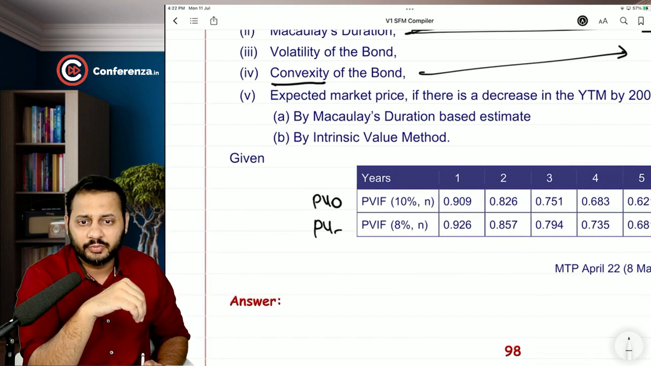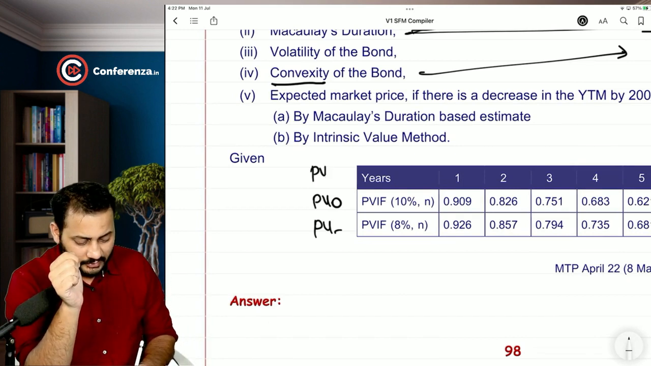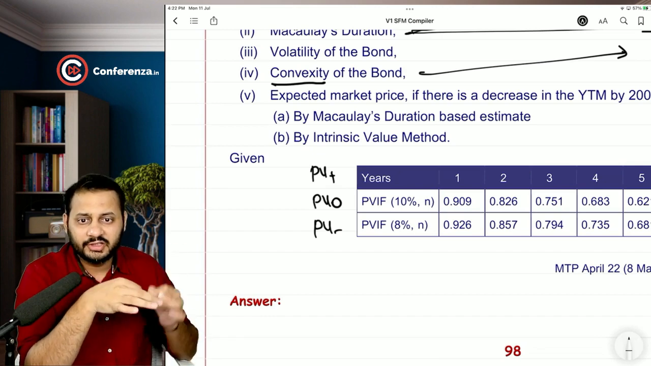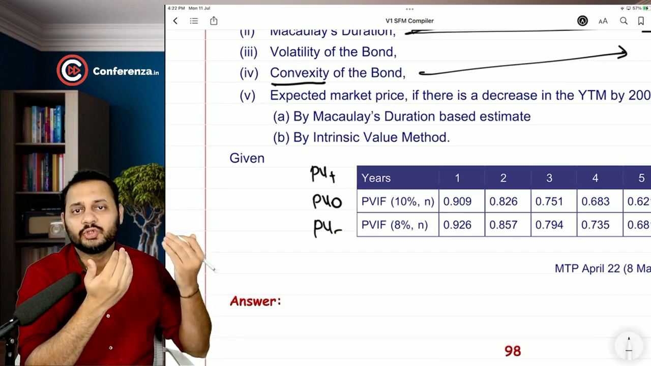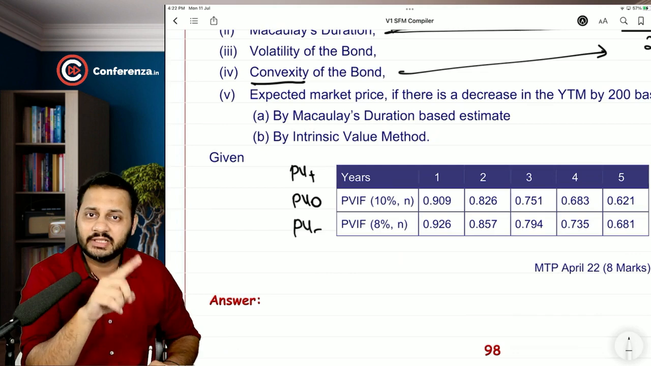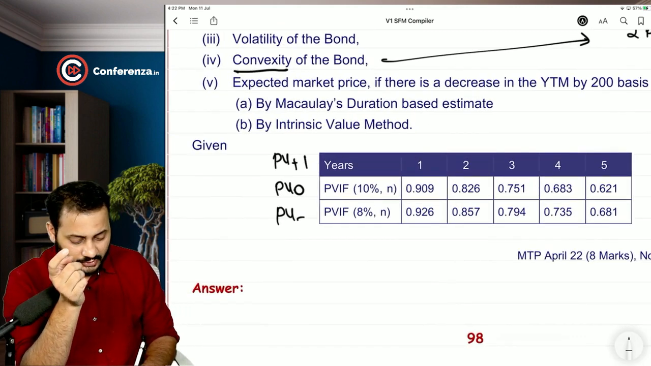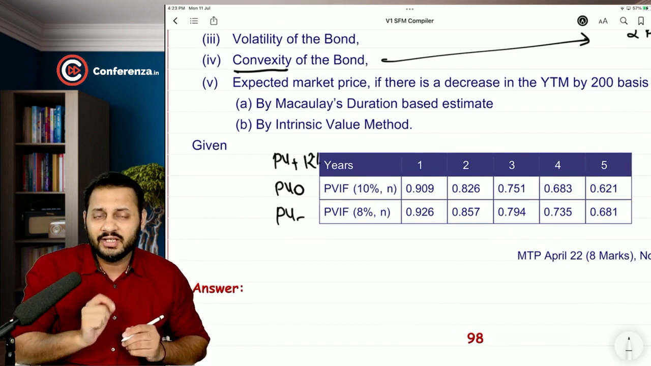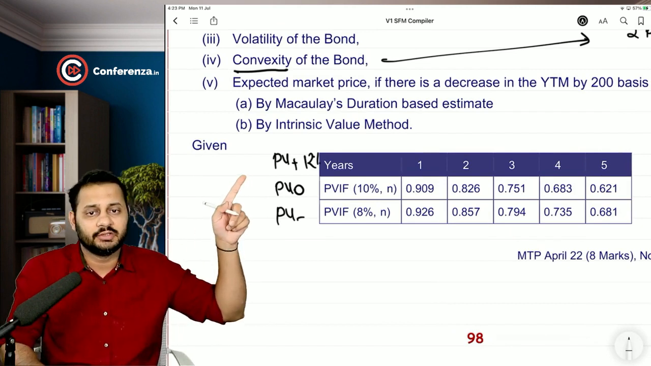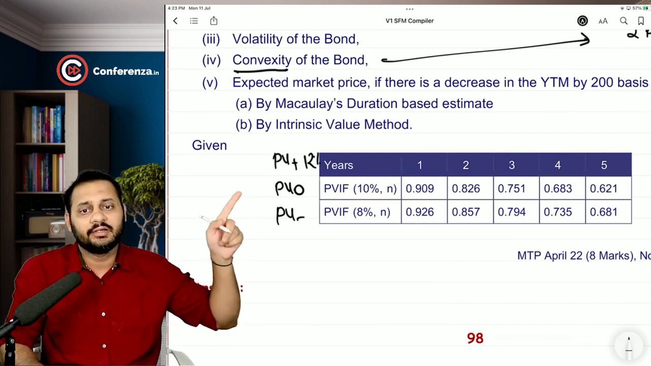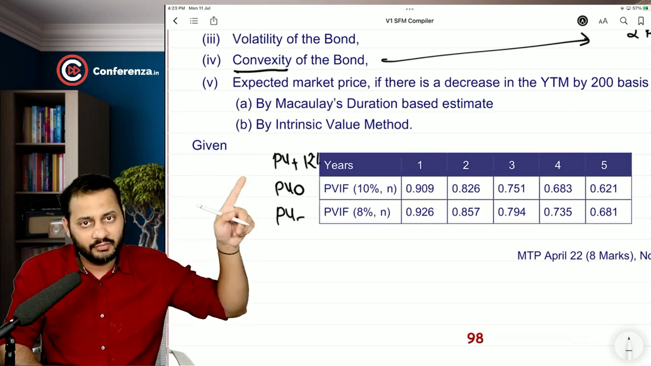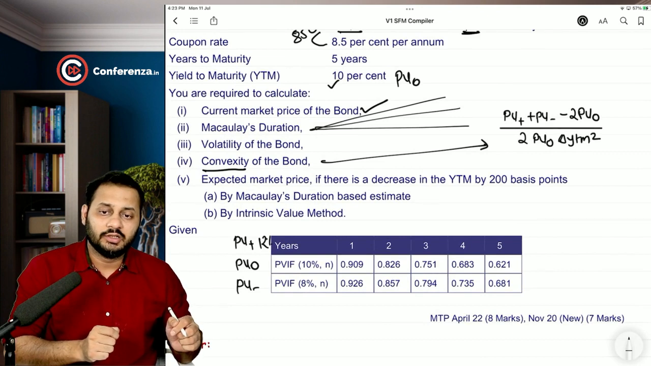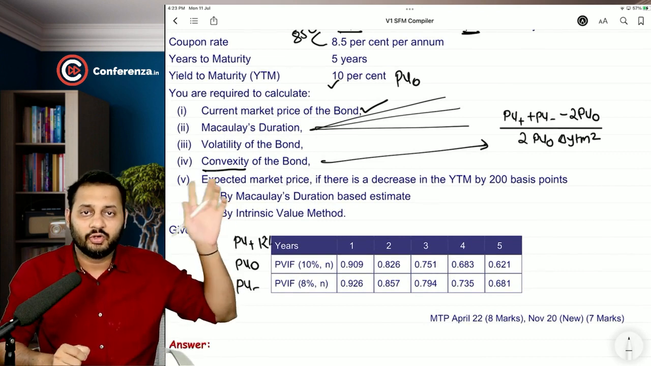YTM is reducing by 2%. Now tell me, what will be the guessing rate for PV plus? If the reduction is 2%, the increment will also be 2%. The change will be the same on both sides. So it will be 12%. Even though it is not given in the question, the only rate that you should take is 12%, because 10 minus 2 is 8 and 10 plus 2 is also 12. Okay. So with that, you will have to calculate the convexity.